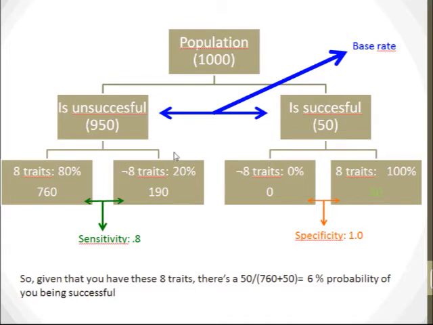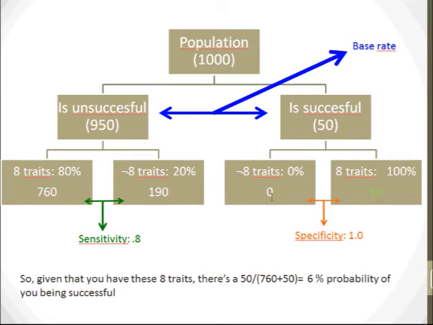is indicated here. From the unsuccessful persons, we assume for this example, bear with me, that 80% will still have those 8 traits. As I said, a lot of persons will have those general traits. And from the unsuccessful persons, the remainder will not have those traits. From the successful persons, we know all of them will have those 8 traits. So those are all 50 people, and the rest, well, there is no rest.